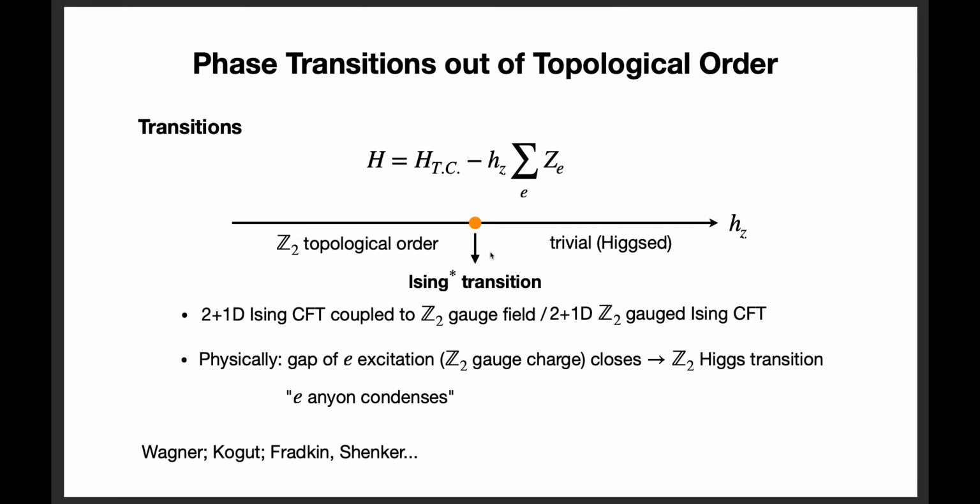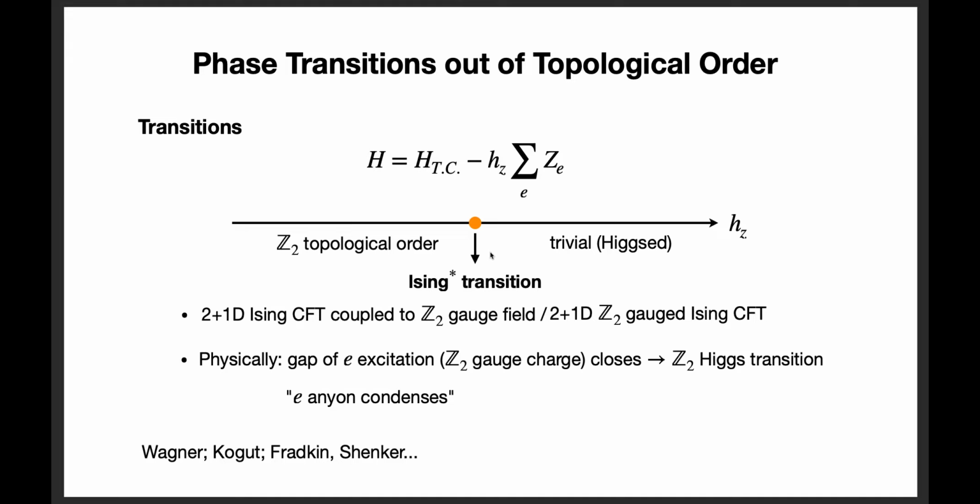Given this topological phase, you can turn on perturbations, basically the fluctuations of these gapped excitations. Then you can tune your Hamiltonian out of this topological order phase. For example, you can turn on the fluctuation of the gauge charge. Then there is this historical phase transition where the Z2 gauge particle runs into a Higgs transition into a trivial phase without any topological order.